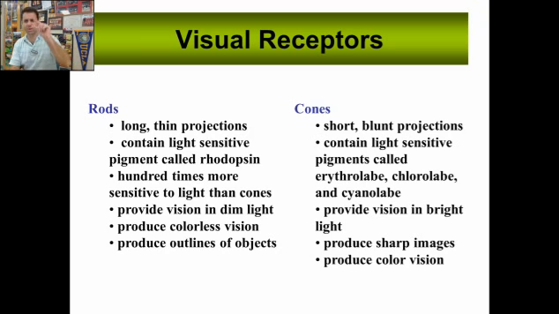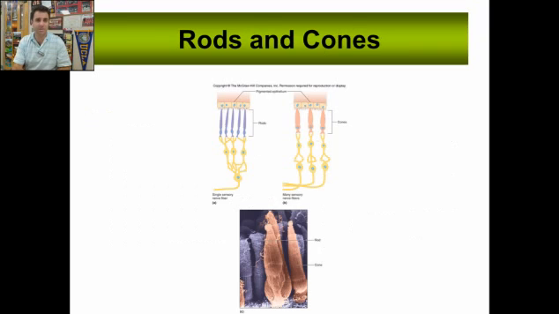Cones, on the other hand, are short and blunt. They contain light pigments called erythrolabe, chlorolabe, and cyanolabe, and these produce vision in bright light and thus sharp images, and also in color, of course. Those are your cones. Here you see the rods. Many rods are tied to one single sensory nerve, whereas each cone is tied to its own sensory nerve. So cones give you far more specific vision, whereas rods is more of a blunt kind of less specific, less focused or detailed image.